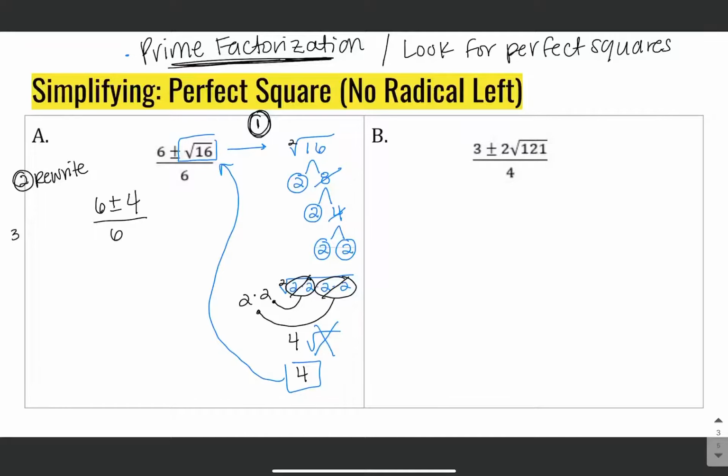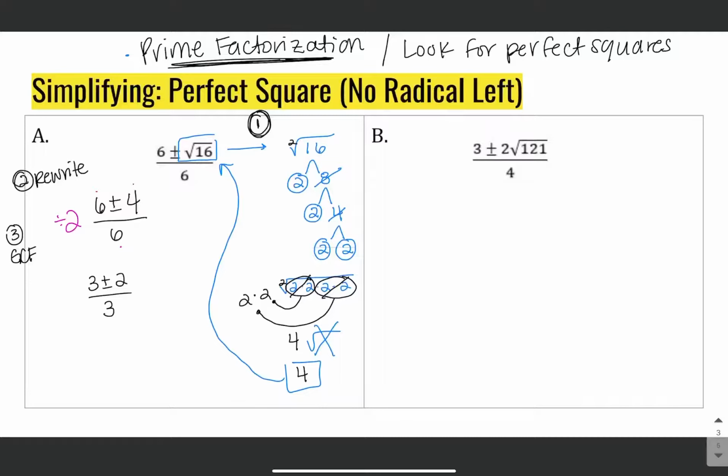Then step 3, we're going to be looking for a GCF. Now there's no radical left over, so I don't really need to worry myself with that. I'm just looking at 6, 4, and 6. And hopefully we know that all of these are divisible by 2. So I'm going to divide the whole thing by 2. So I know that 6 divided by 2 is 3, plus or minus 4 divided by 2 is 2, divided by 6 divided by 2 is also 3.